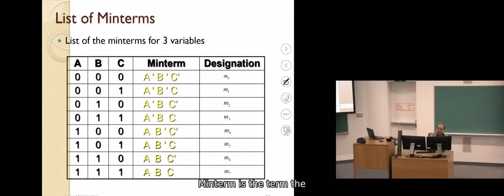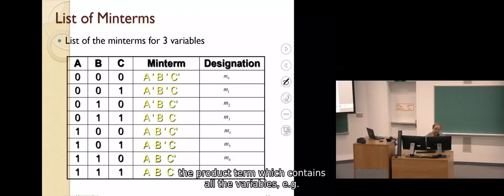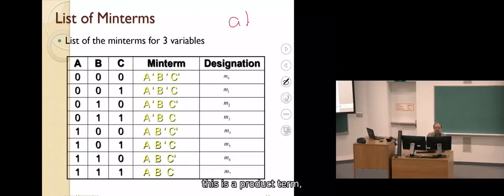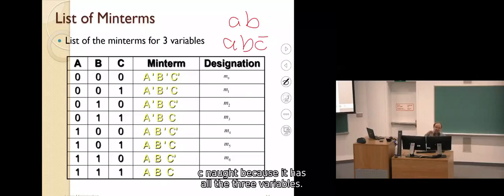Min term is the product term which includes all the variables. Yes, please. Just wondering what's the difference between product term and min term? Because you gave the same example. Yeah, min term is the product term which contains all the variables. For example, if you have three variables A, B, C, this is a product term, but it is not a min term. But this is a min term, A, B, C naught, because it has all the three variables inside. Does it matter whether it's negation or non-negation?